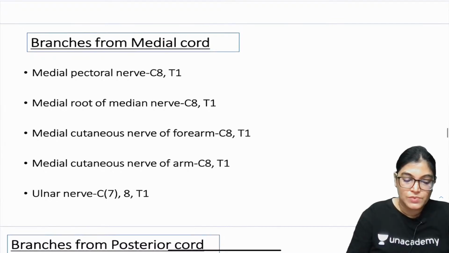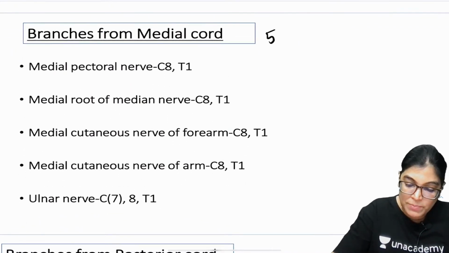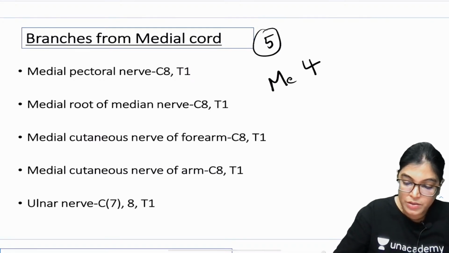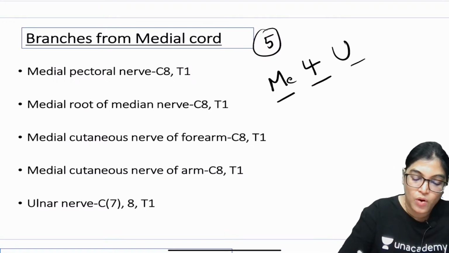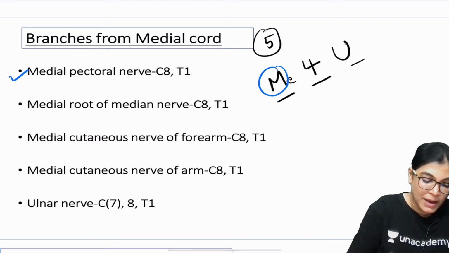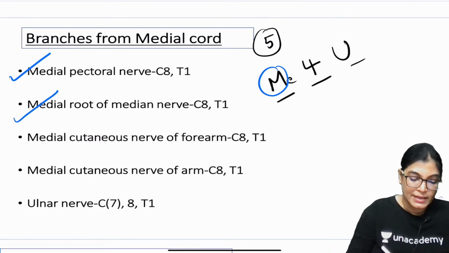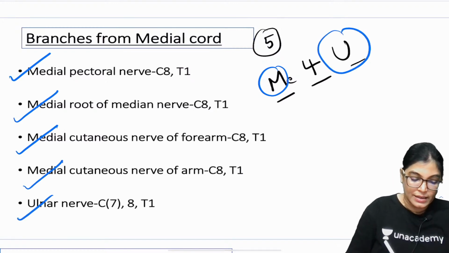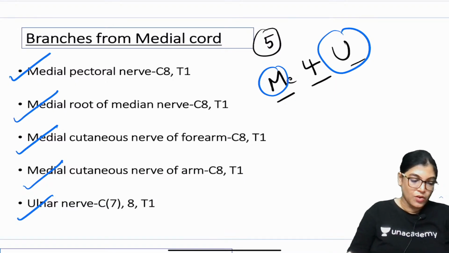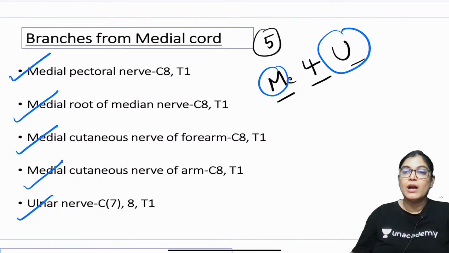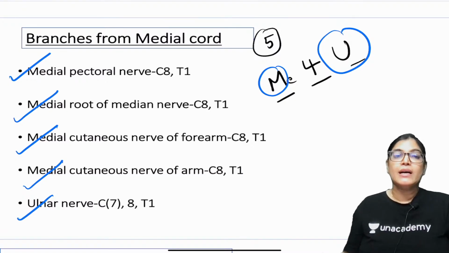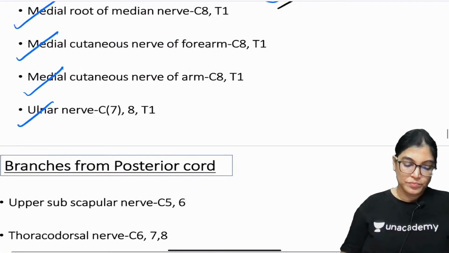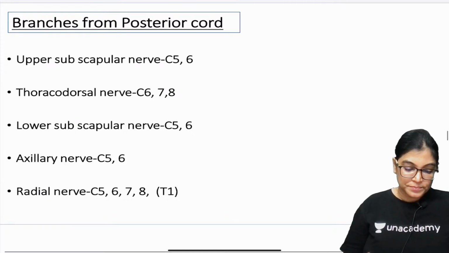Now coming to the branches of the medial cord. There are 5 branches from the medial cord, and the mnemonic will be M for you, me for you. Me for you means 4M. How many M? 4M: medial pectoral nerve, medial root of median nerve, medial cutaneous nerve of forearm, medial cutaneous nerve of arm, and U for ulnar nerve. Any of the mnemonics which suits you, you can make. So it is me for you, 4M and 1U.